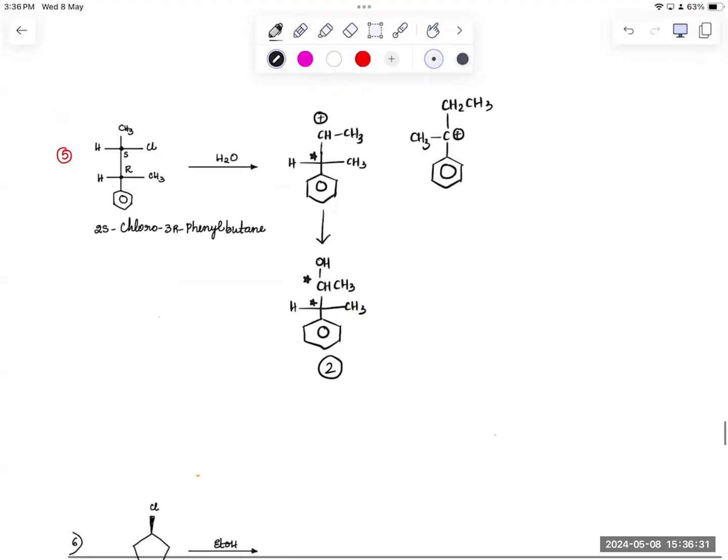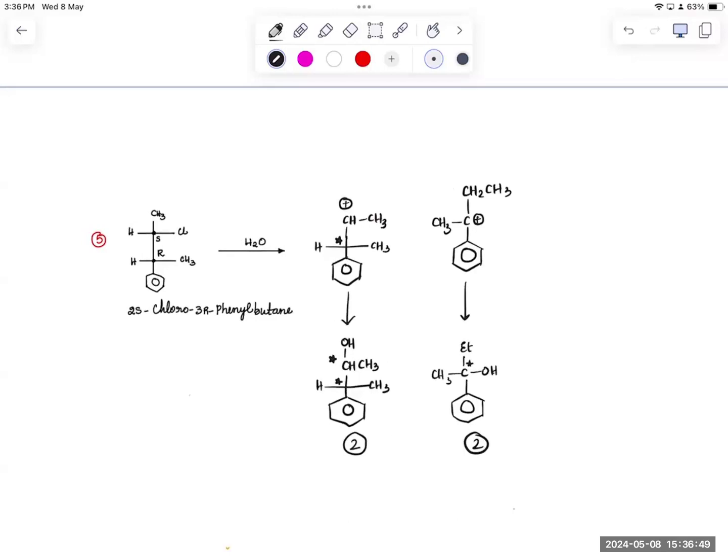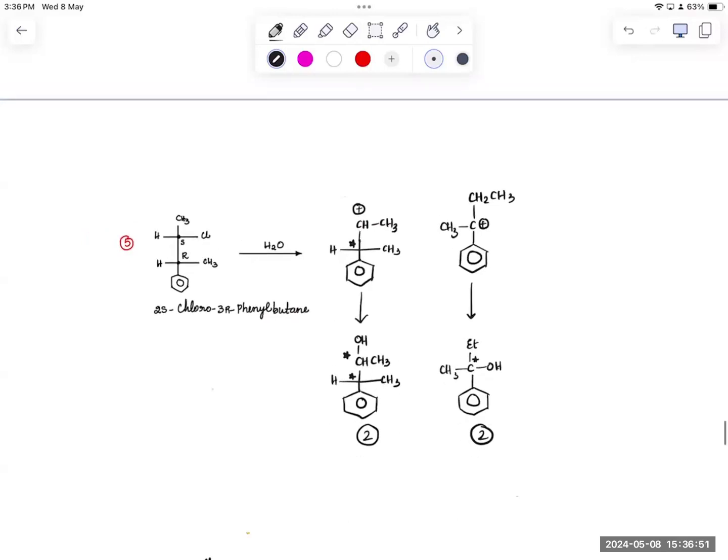Next, with respect to this, when you add water, now we will get C, CH3, then Et, then OH. So this is a new chiral center that will make two products. So total 4 products in here. Not 6, it should be only 4. Check that.